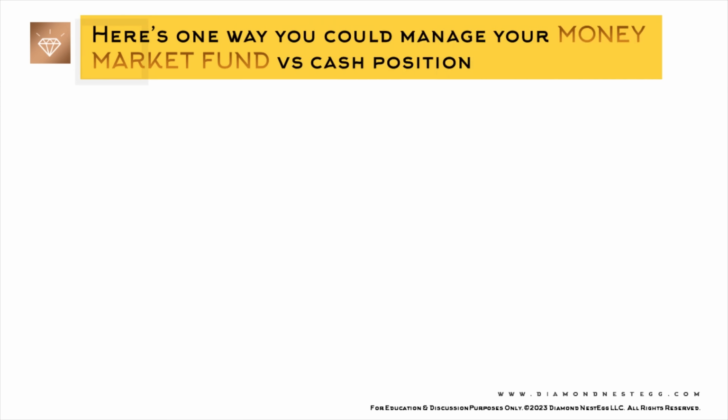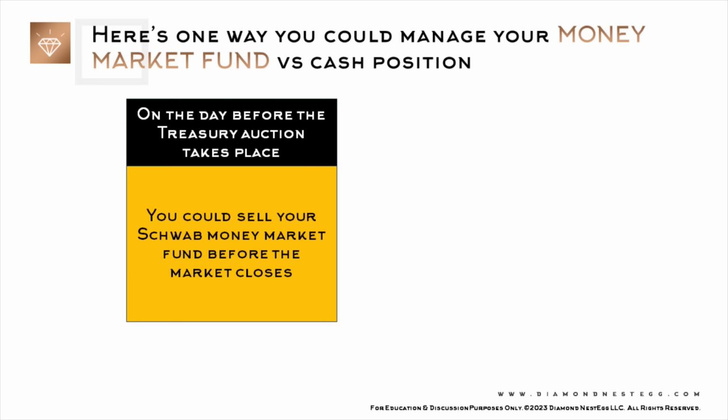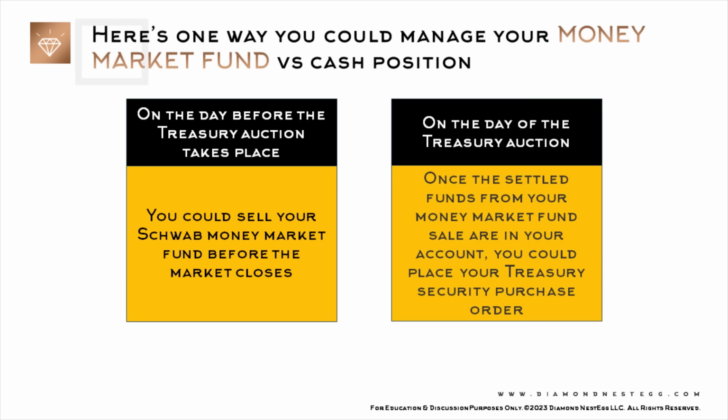So for those of you with cash in one of Schwab's money market funds and who buy or are planning on buying treasuries at auction with Schwab, here's one way you can manage your money market fund versus cash position. Assuming everything goes as planned, on the day before the treasury auction takes place, you could sell your Schwab money market fund before the market closes. And on the day of the treasury auction, once the settled funds from your money market fund sale are in your account, you could place your treasury security purchase order, making sure to do this before the cutoff time.